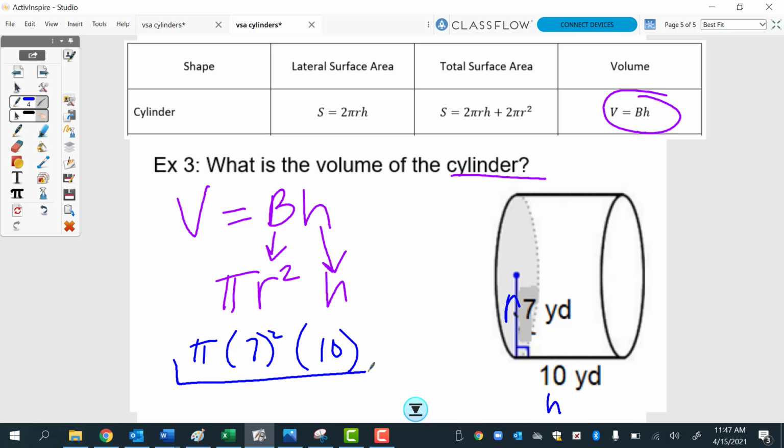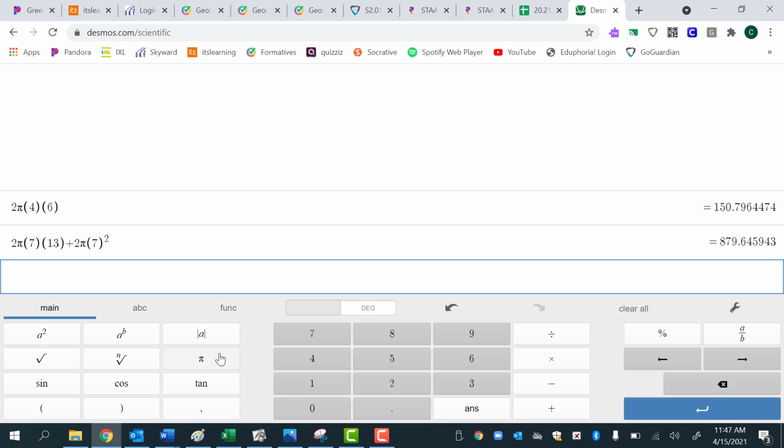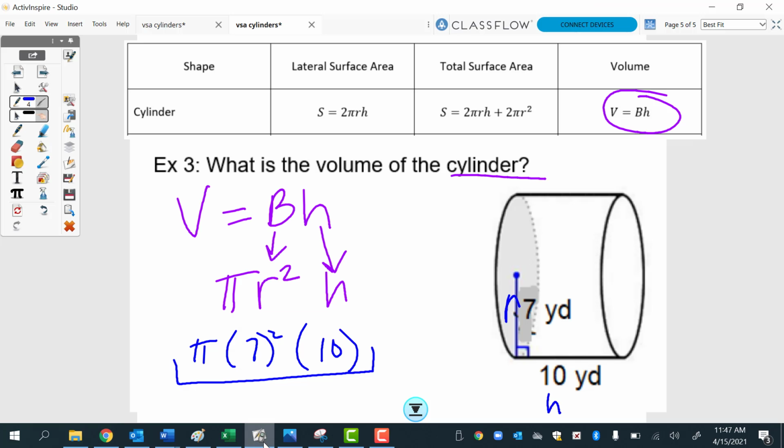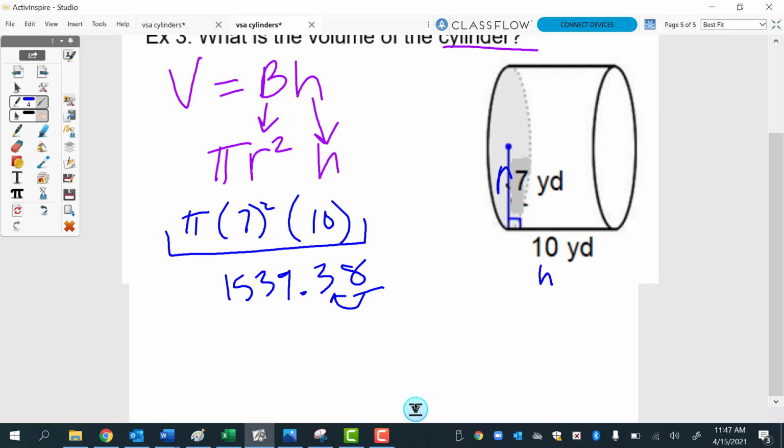So I'm going to plug them in. So pi times 7 squared times the height 10. We're going to type this in. Pi times 7 squared, parentheses 10. Notice how I typed that all in at once. Okay, so we got 1539.38. I would take 8. Does 8 make 3 bigger or keep it the same? It's going to make it bigger. So 1539.4.